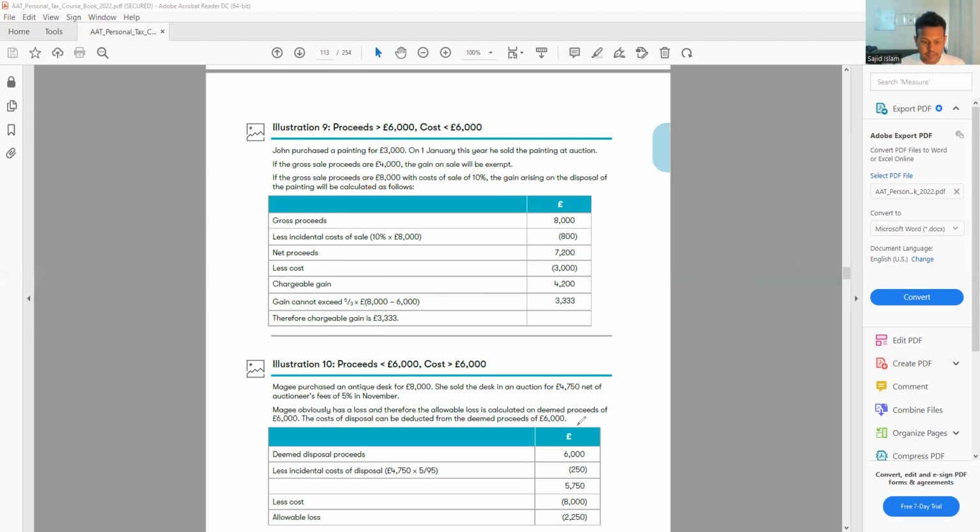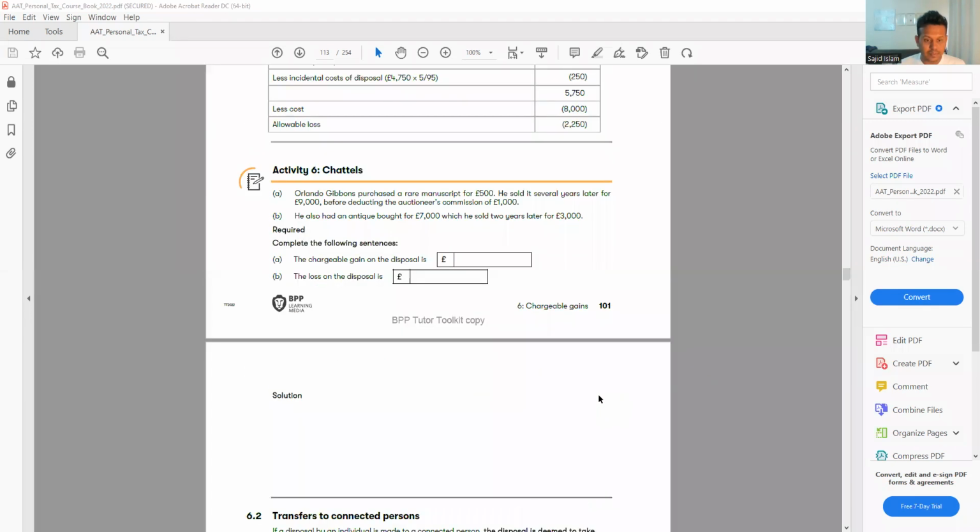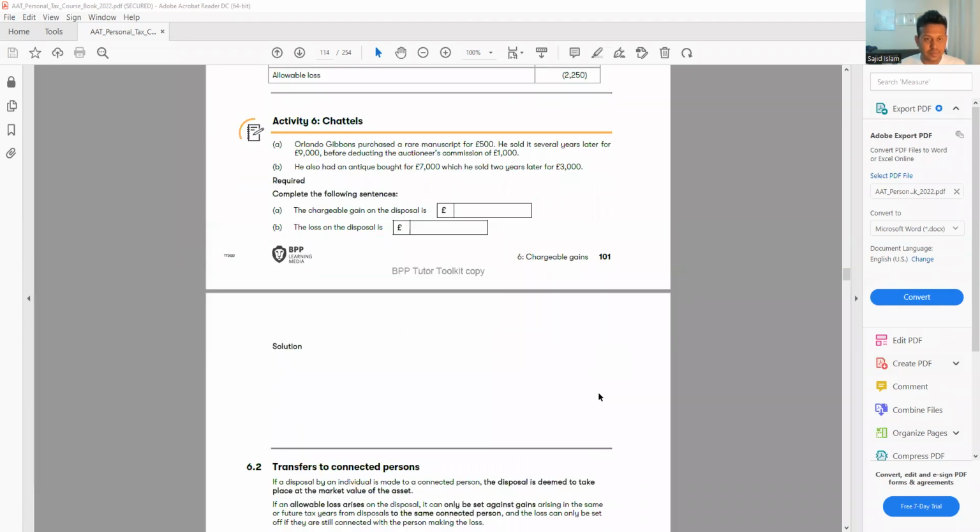All right, so let's have a look, and we have the same thing, that one we have just done. I can quickly do this one. Orlando Gibbons purchased a rare manuscript for 500. He sold it several years later for 9,000. So the cost is 500, that is less than 6,000. And the selling price, 9,000, is more than 6,000.